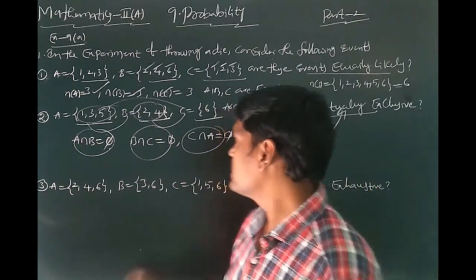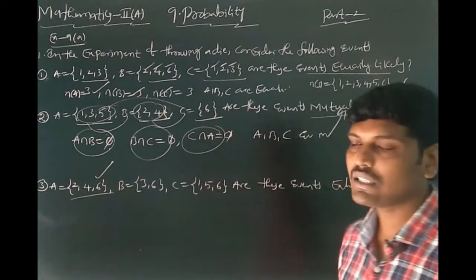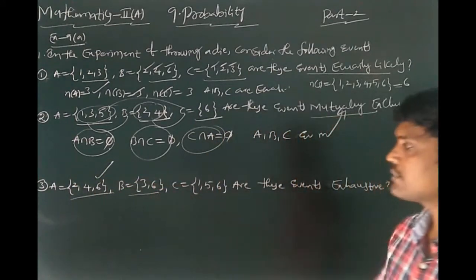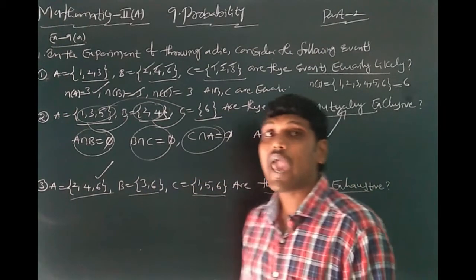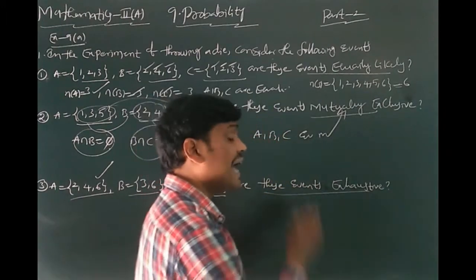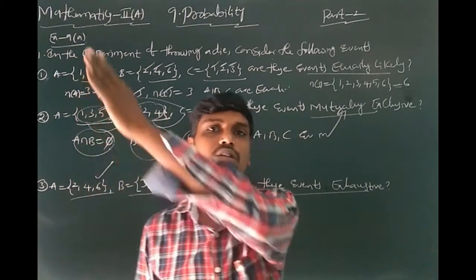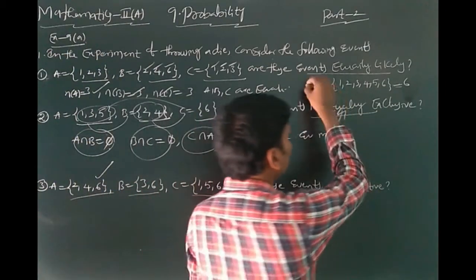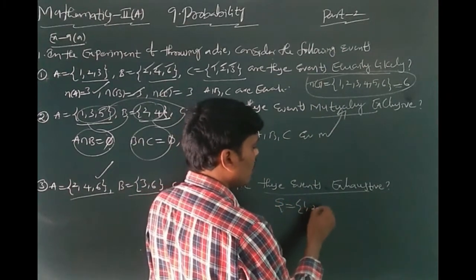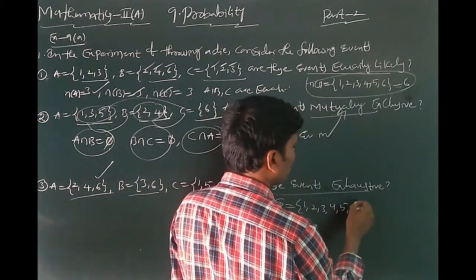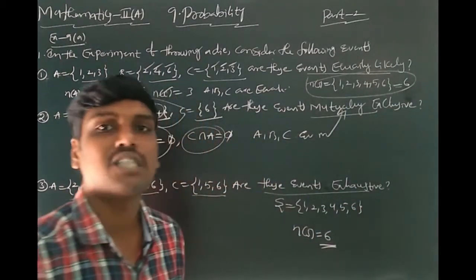Next, third one. A value is {2, 3, 4, 6}. B value is {3, 6}. C value is {1, 5, 6}. Are these events exhaustive events or not? Exhaustive is nothing but the union of all events equal to the sample space. What is the sample space when one die is thrown? Sample space is 1, 2, 3, 4, 5, 6. The number of sample space values is 6.